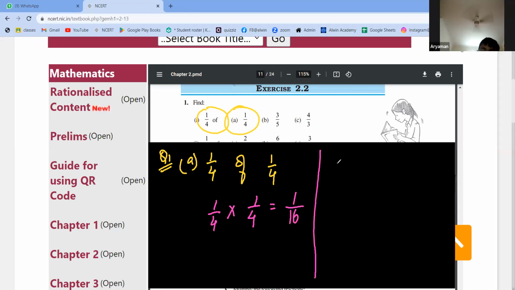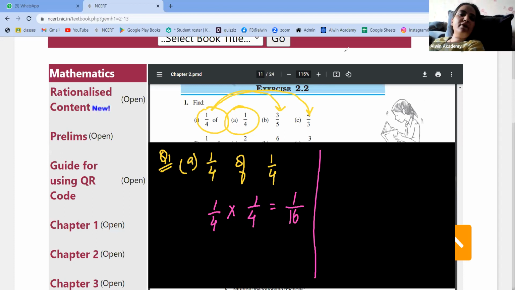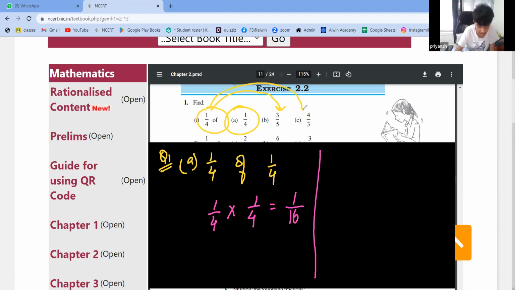Rehansh, you tell me the answer for the next part. 1 by 4 of 3 by 5. 3 by 20. Ma'am, I was distracted on another question. Good. Priyansh, you tell me what is 1 by 4 of 4 by 5. 1 by 4 of 4 by 3.